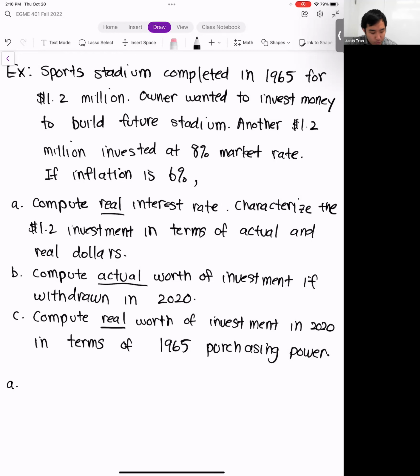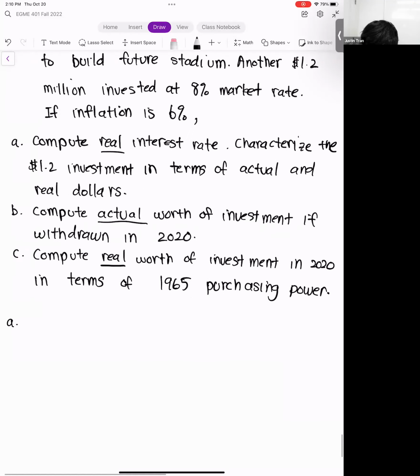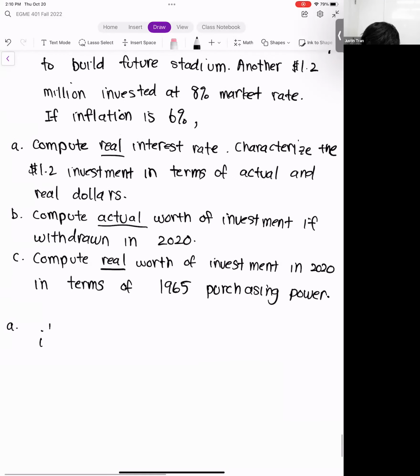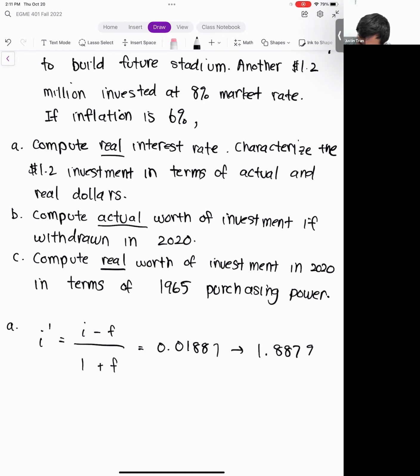All right, so first let's compute the real rate, and so we've done this before, and so the real rate, i prime. We're going to take the market rate, subtract the inflation rate, and then divide it by 1 plus the inflation rate. So we're just going to plug into this formula. And so if we do that, we get 0.01887. And so if we convert this to a percent, this is 1.887%.